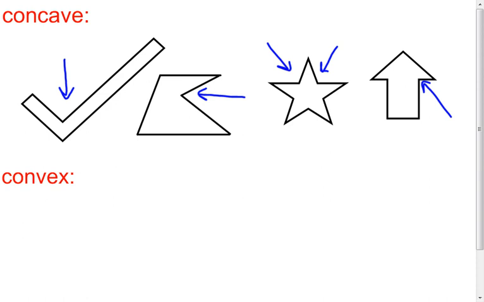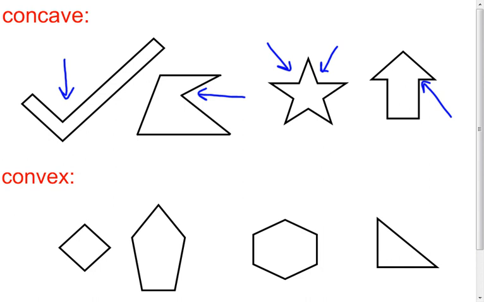Now when you get to convex, it's all going to be coming out. There aren't going to be any caves in it. So when you look at it, it's probably a square over there, pentagon, the hexagon, and the triangle, no caves, therefore it's going to be convex.